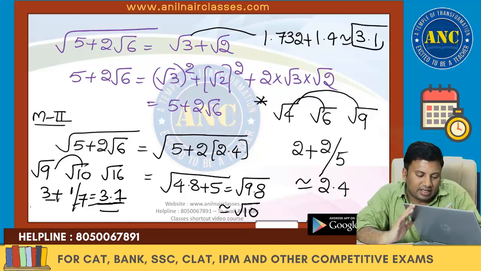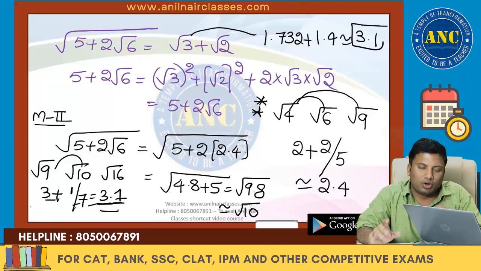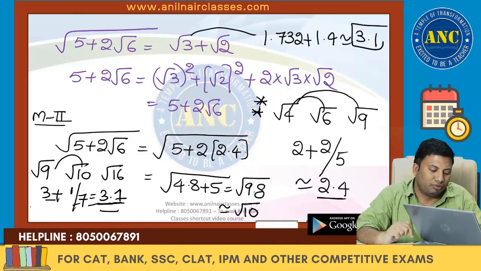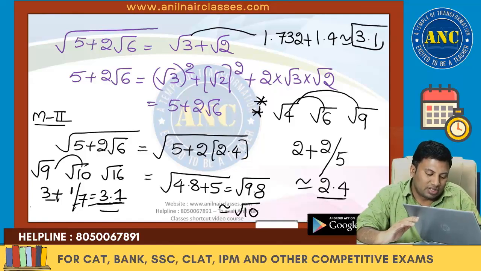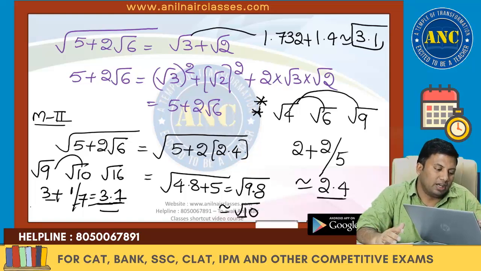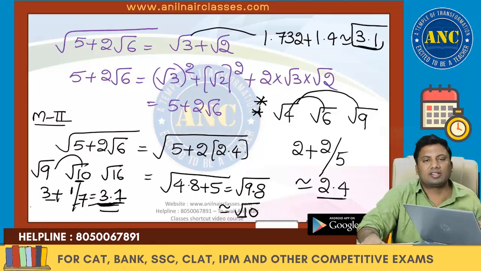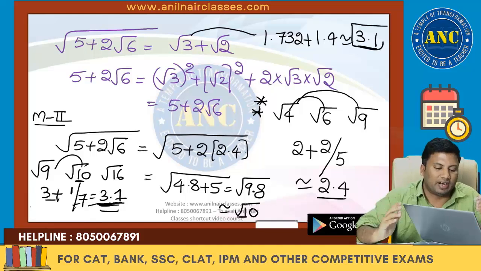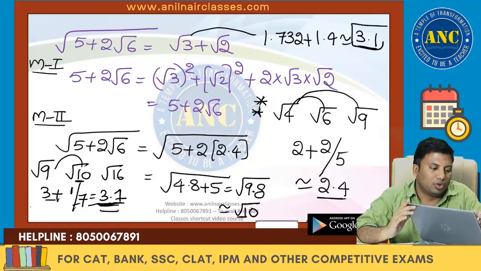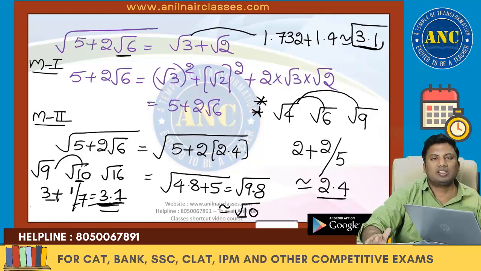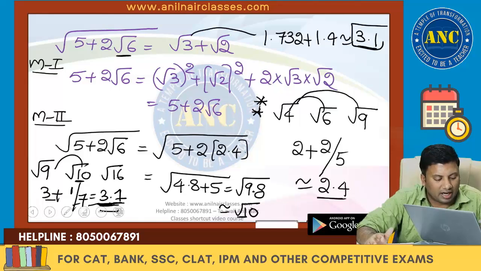That is exactly why I discussed this concept. Root 6 lies between root 4 and root 9. Root 4 is 2. 6 minus 4 is 2, 9 minus 4 is 5, which is 2.4. 5 plus 2 into 2.4 is root of 9.8, approximately root 10. Just now we determined how to find the approximate value of a non-perfect square. Root 10 lies between root 9 and root 16: 3 plus 1 by 7, approximately 3.1. Here also the answer I got is approximately 3.1. Even if you forget method number 1, with method number 2 you can find the approximate value of this and check it with the answer. I hope the idea is clear.